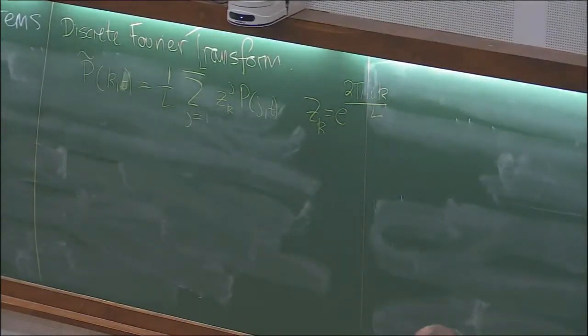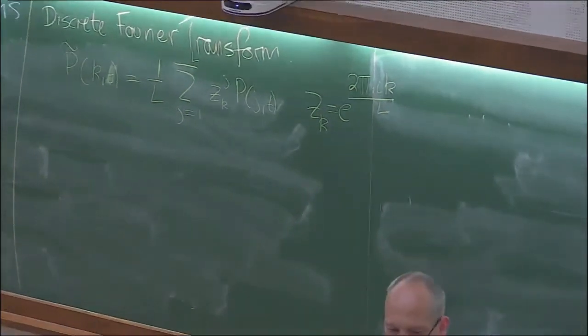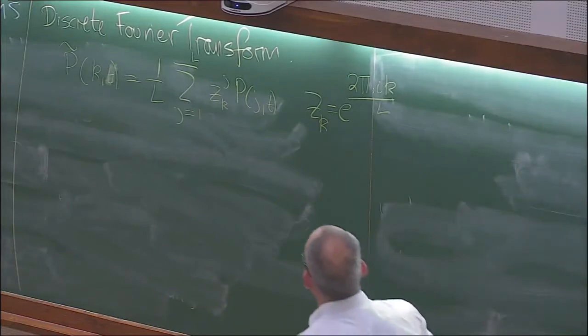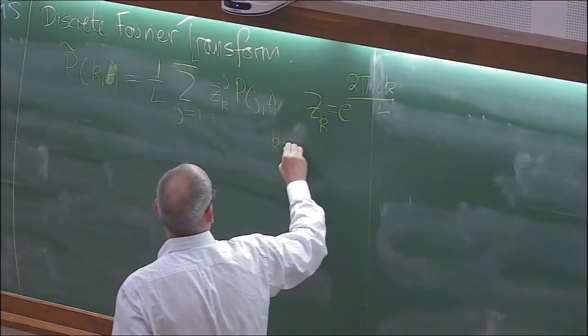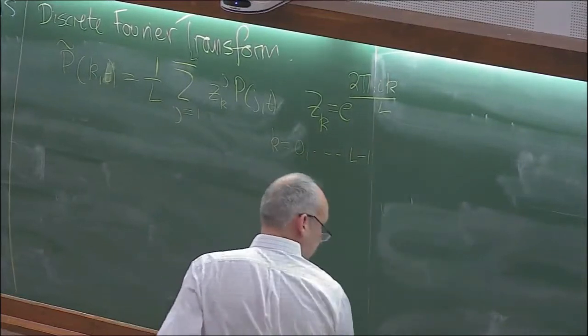And I should have L Fourier modes. You'll see why in a moment, I'll choose k to go from 0 to L minus 1. So I'm going to have L Fourier modes, but I label them 0 to L minus 1.